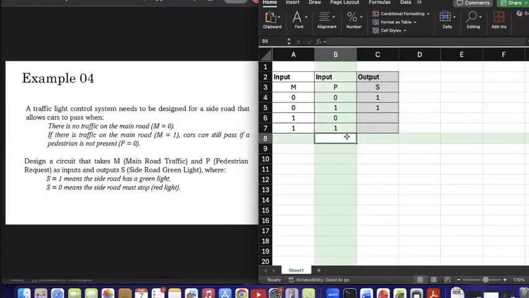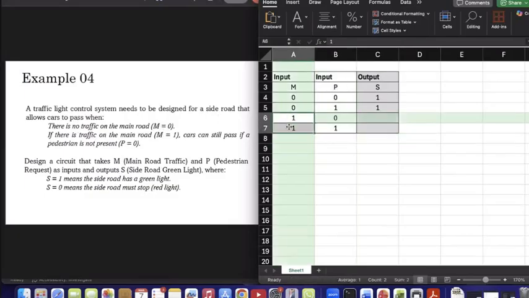Pedestrian, yeah, pedestrian is fine. But see the next condition. If there is traffic on the main road only, you have to check for the pedestrian. See, read the question clearly. A traffic light control system will be designed for a side road which allows the car to pass, which means S is equal to 1 when there is no traffic on the main road. When there is no traffic on the main road, straight away they can go. If there is traffic on the main road, what is the meaning? M is equal to 1.